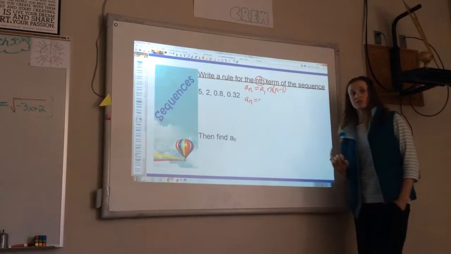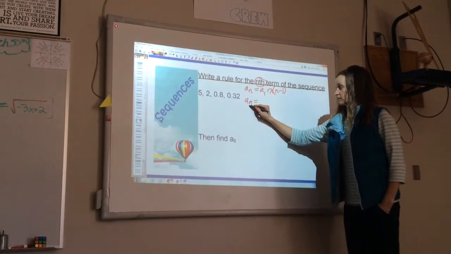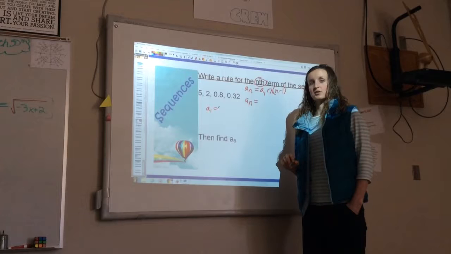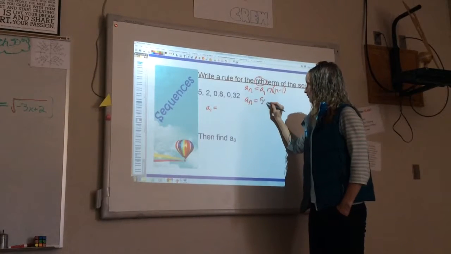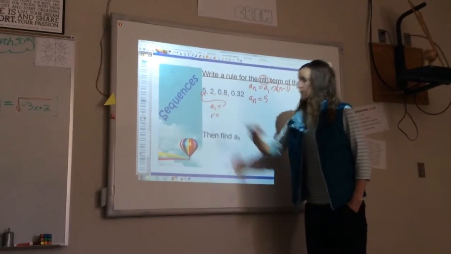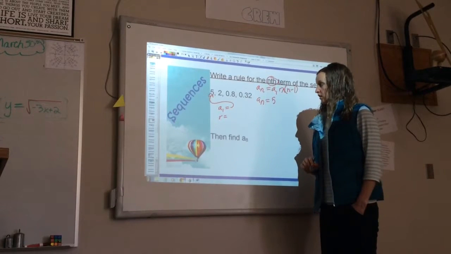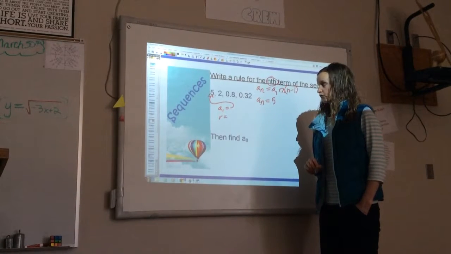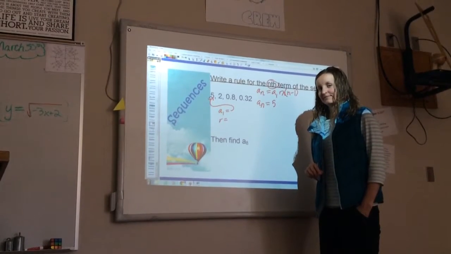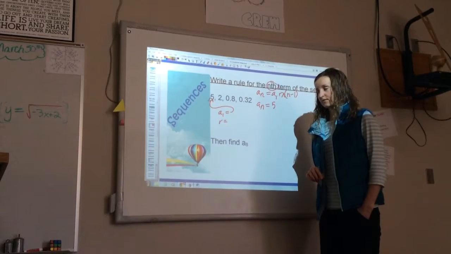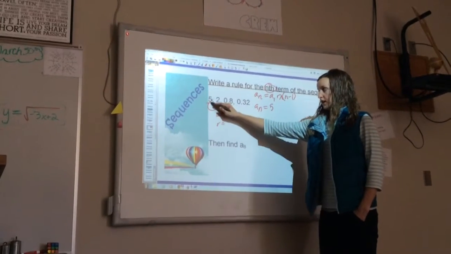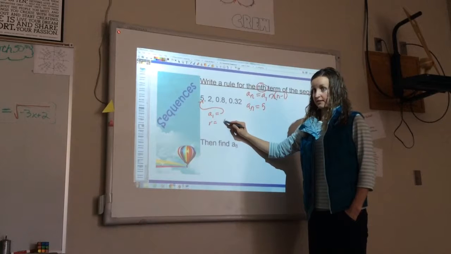A sub 1 equals what, Tamika? What is A sub 1? 5. Very good. That's our first term. Do we know what our r value is? What's our r value? Dylan? 2/5. Of course it would be a fraction. Let's see here. How do we get from here to here? We know we have to multiply or divide.